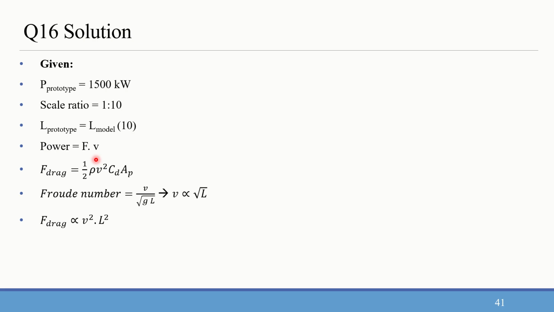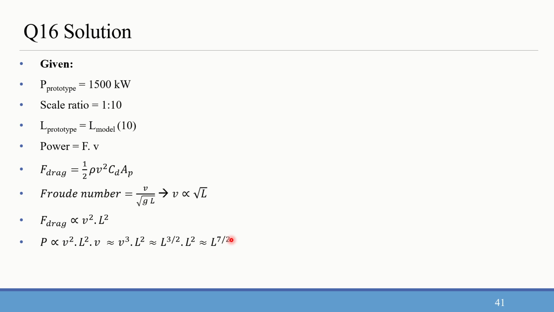Now F drag is proportional to V square into L square. L square comes from A P, that is the projected area, so the characteristic length scale squared. Now power is equal to F into V, so power is proportional to V square L square into V. So it is approximately V cube into L square. V is proportional to square root of L, so V cube is proportional to L 3 by 2 into L square, or it is proportional to L 7 by 2.